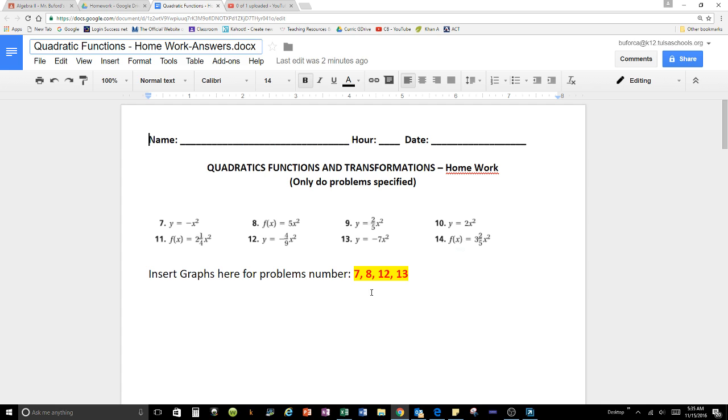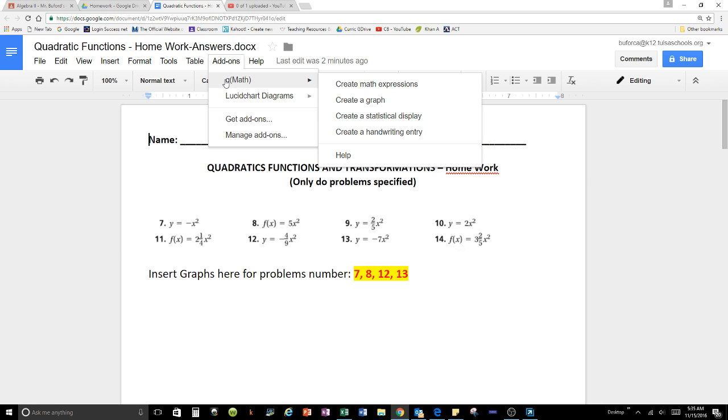Here we are basically doing a graphing for 4 different problems, number 7, 8, 12, and 13. And so basically we're going to use our add-on function to do these graphs. I'm sorry, our add-on function called GMath. And so we'll just go get that one for our first problem.